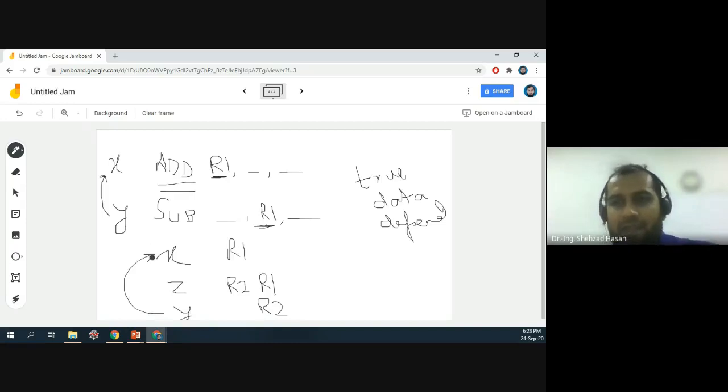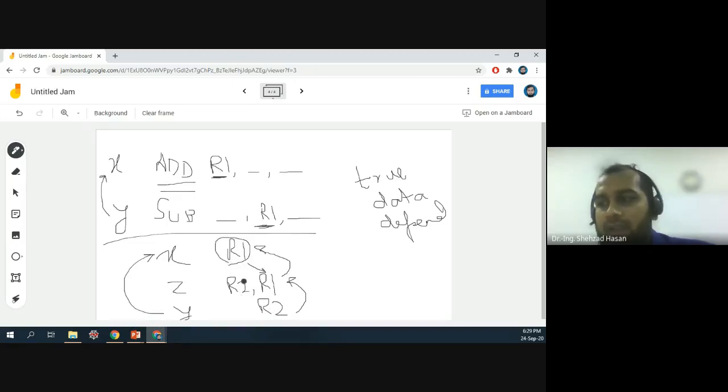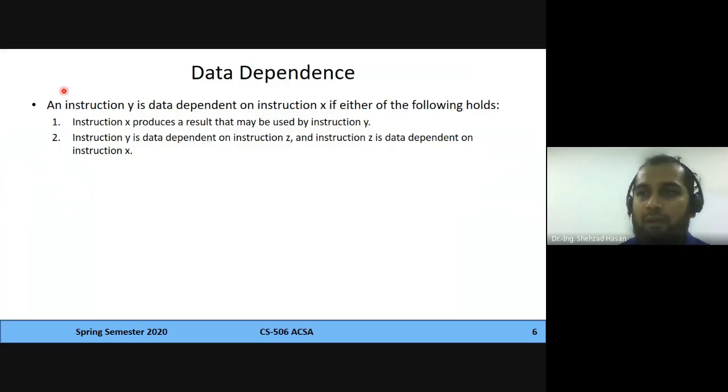Now this is not a direct dependence, but still this is a dependence, because actually Y is dependent on Z and Z is dependent on X. That's why Y is also dependent on X, right? So this is simple, right? This is obvious as well, since X is producing a result which is used by Z and Z is producing a result which is used by Y, then in other words, Y is also dependent on X. So these are two points that I've discussed over here.